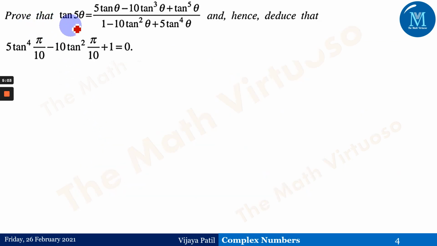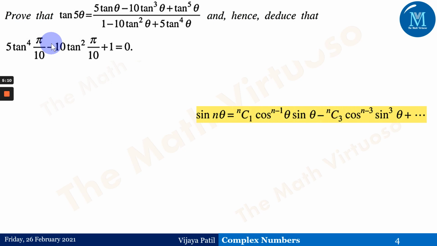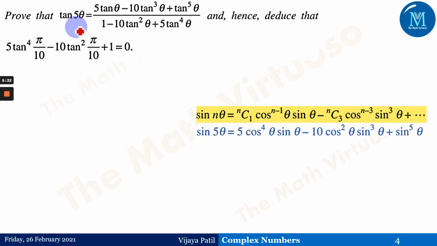Then this next is: prove that tan 5 theta is equal to this, and hence deduce. So if you observe here, in the previous case I gave you the method using the binomial expansion. Now let me take this particular example using the formula which we used down in slide number 1. So sin n theta is nC1 cos to the power n minus 1 theta sin theta minus nC3 and so on. Here we are going to use it because I need tan of 5 theta.